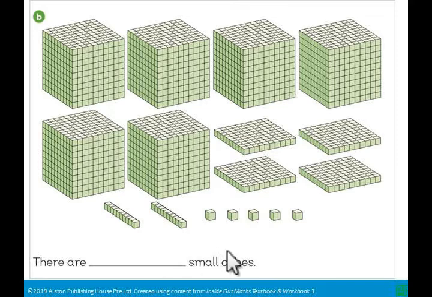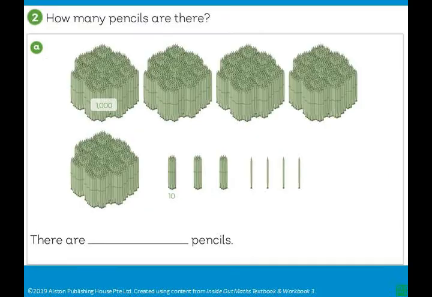Next. Okay, how many pencils are there? So these are 1,000, 1,000, 1,000, 1,000, 1,000. So we have 5,000. Then we have 10, 1, 2, 3, 3 tens is 30. Then we have 1s, 1, 2, 3, 4. So how many pencils are there? Very good. Good job.